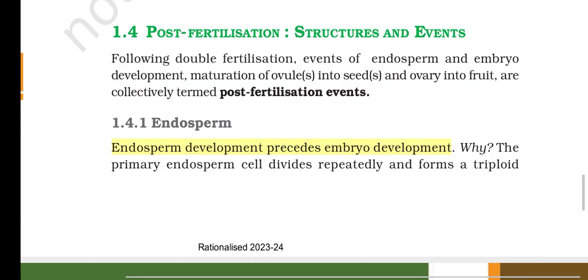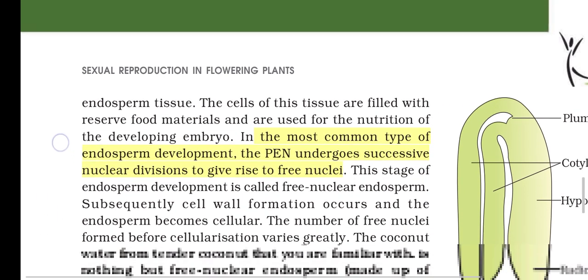1.4 Post-fertilization structures and events. Following double fertilization, events of endosperm and embryo development, maturation of ovule into seeds and ovary into fruit are collectively termed post-fertilization events. 1.4.1 Endosperm. Endosperm development precedes embryo development. Why? The primary endosperm cell divides repeatedly and forms a triploid endosperm tissue.